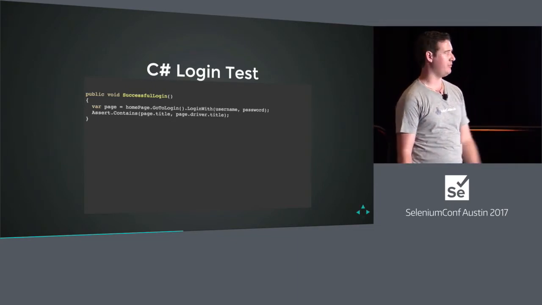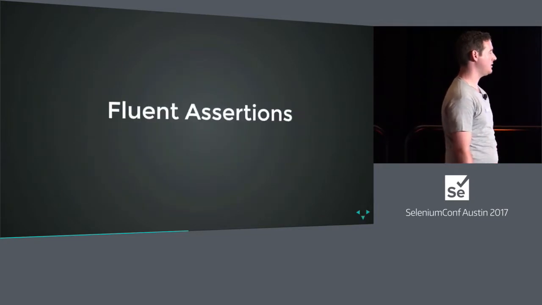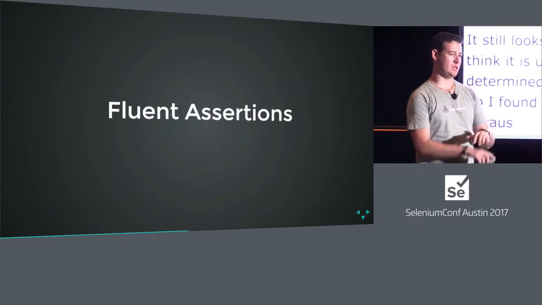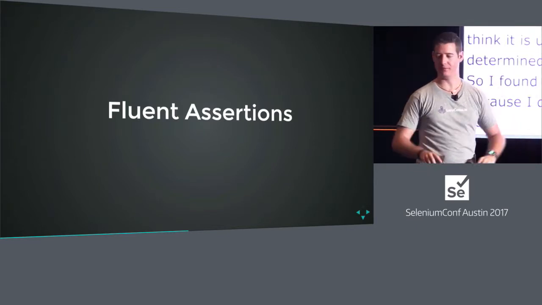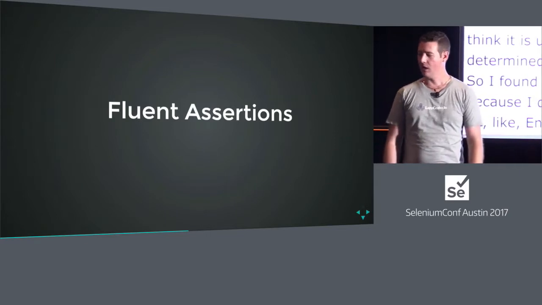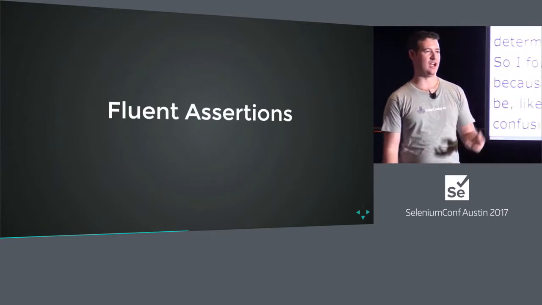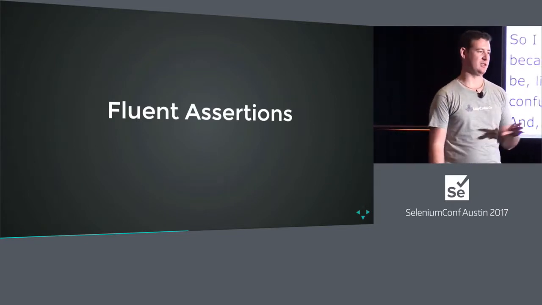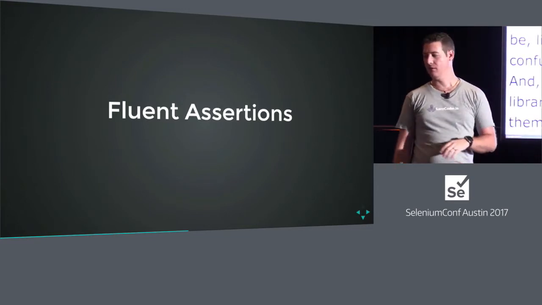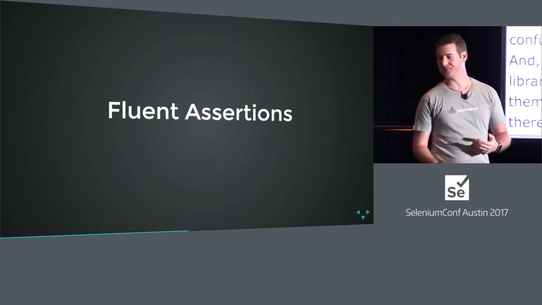So I found out about Fluent assertions because I really want my test to be like English as possible so that there's less confusion on what is my code doing. And for these, there's a few different libraries that you can use. I'm not going to list them all. I have no idea how many there are. There's a bunch. But I'm just going to talk about some of the ones that I like.